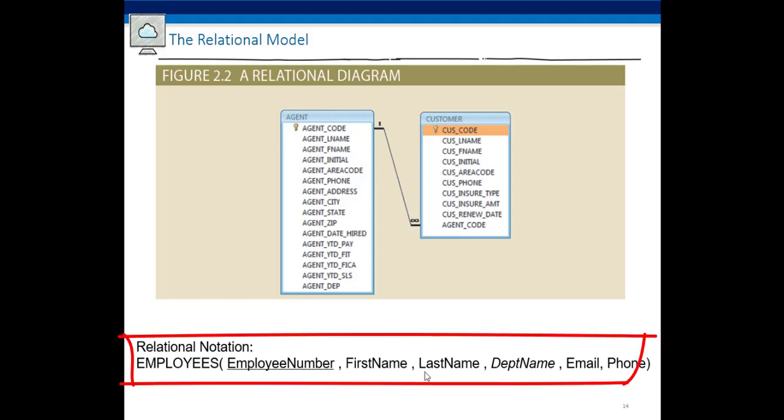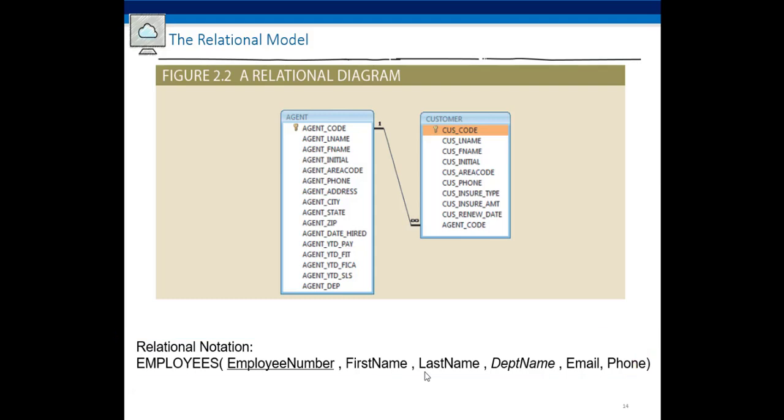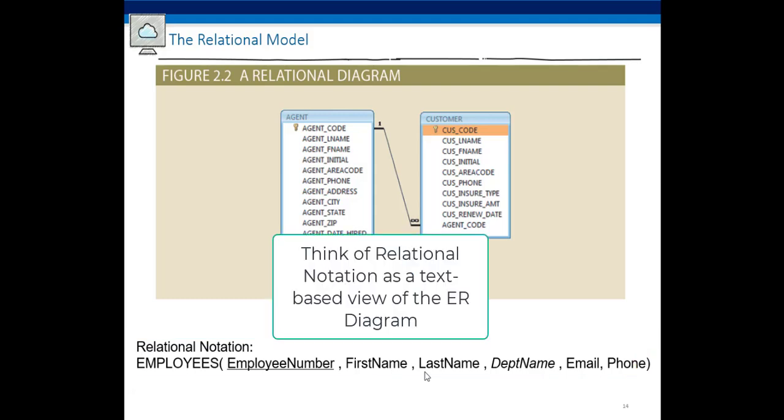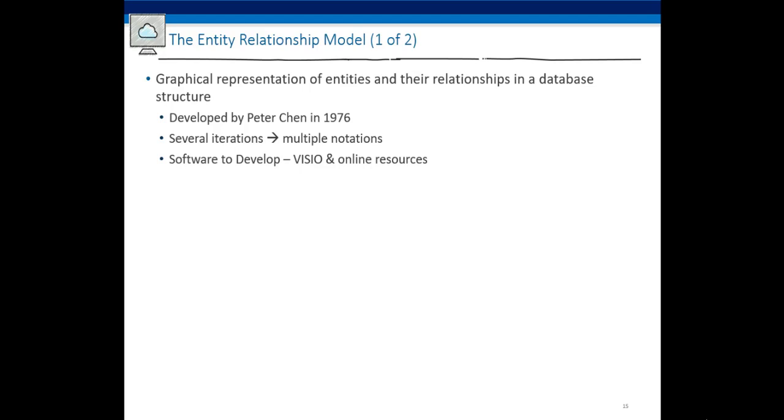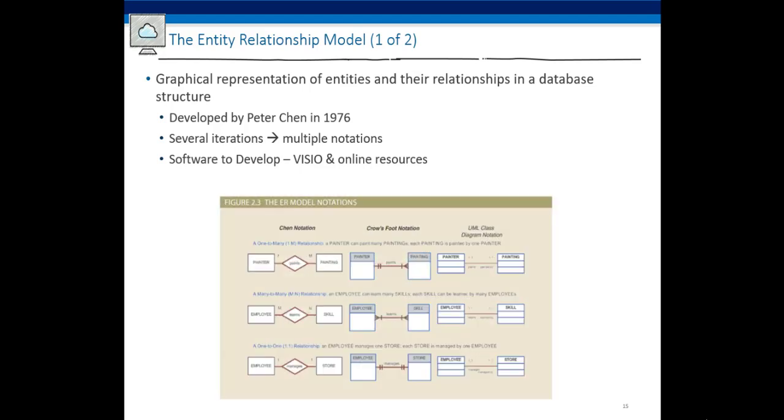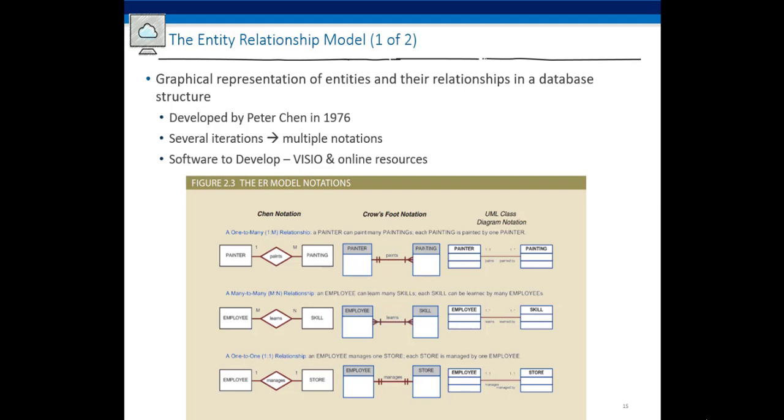Here's relational notation. So sometimes what I'll do when I've got my data model, my ER diagram, I'll move that to relational notation. And then from here, I'll create the tables. So the ER diagram is that graphical representation, and it was developed by Peter Chen in 1976. It's been through several iterations of improvement, so there's multiple notations. As for software you can use to develop ER diagrams, I usually use Visio, but there are also online resources for developing ER diagrams.